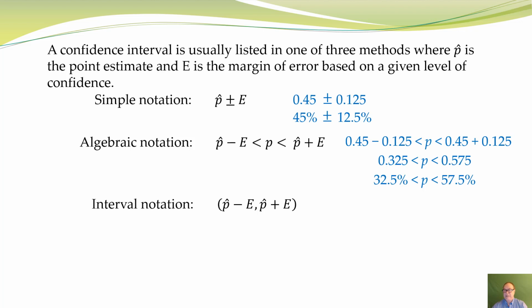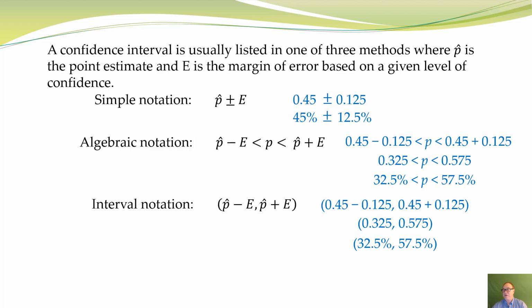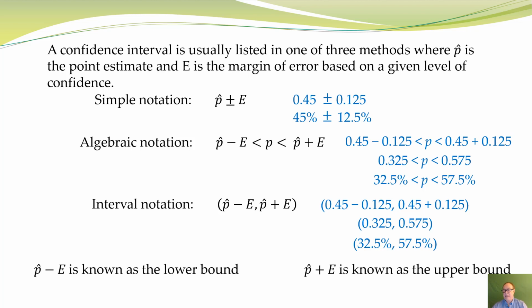Last, interval notation. This is where we just take an interval, P hat minus E, comma, P hat plus E. We just put the lower limit and the upper limit. So we'd have 0.45 minus 0.125, 0.45 plus 0.125. So you get 0.325, 0.575. You notice this is very similar to the algebraic notation, except you're not using the inequalities. And we could also do percentage, 32.5%, 57.5%. Okay. Now, the P hat minus E is known as the lower bound. The P hat plus E is known as the upper bound.